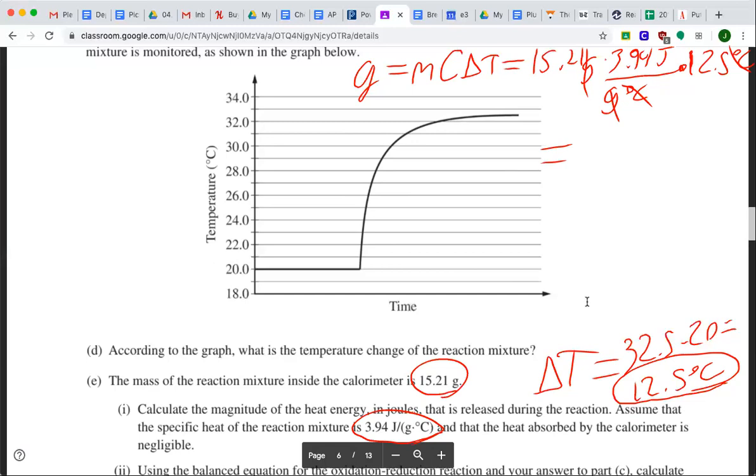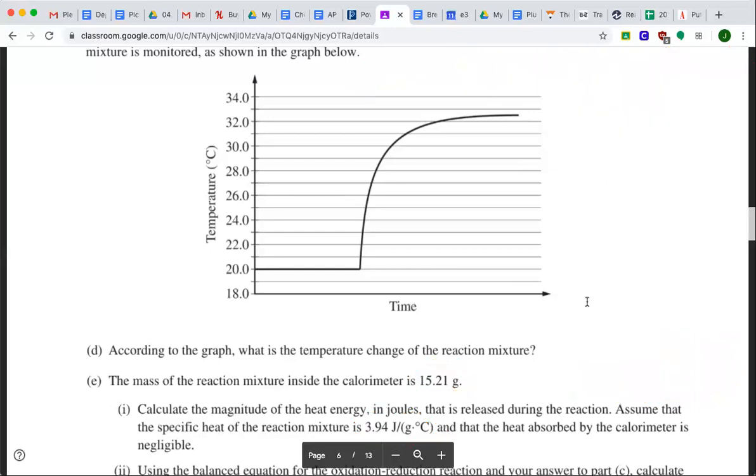So 15.21 times 3.94 times 12.5. Okay, 749 joules. Joules is the only unit that remains. That's how many joules are released per reaction. So 749 joules. I'm going to erase this for now, and we'll bring some of these numbers back as necessary.